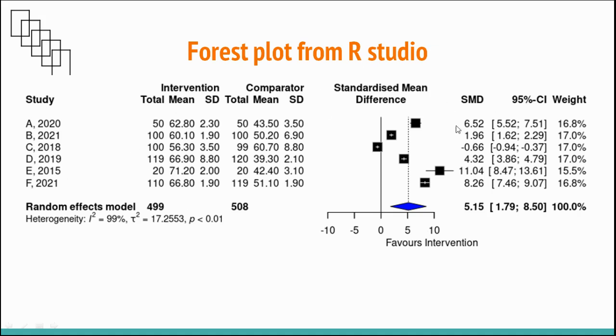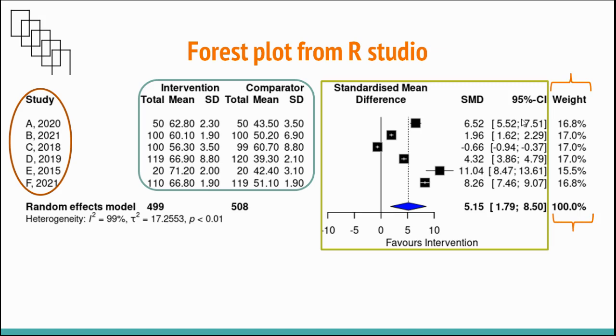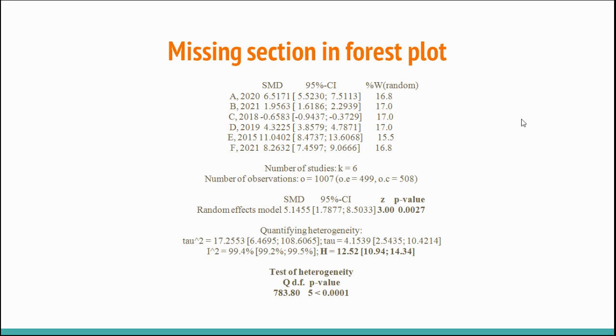So, what are the sections which we are going to see in this forest plot? First is the study, second will be the intervention comparator. Third will be this entire section of standard mean difference. It is reported in pictorial form over here, and then these values and the 95% confidence interval, followed by this weightage, and what are the different models, what is the random effect model, what is the common or fixed effect model, and how to check the heterogeneity.